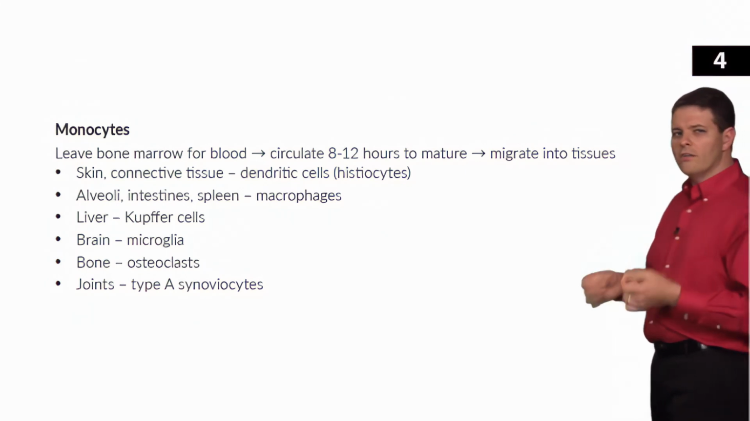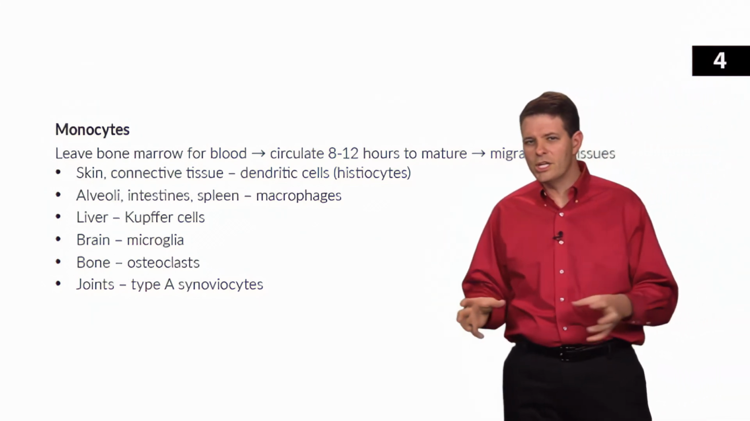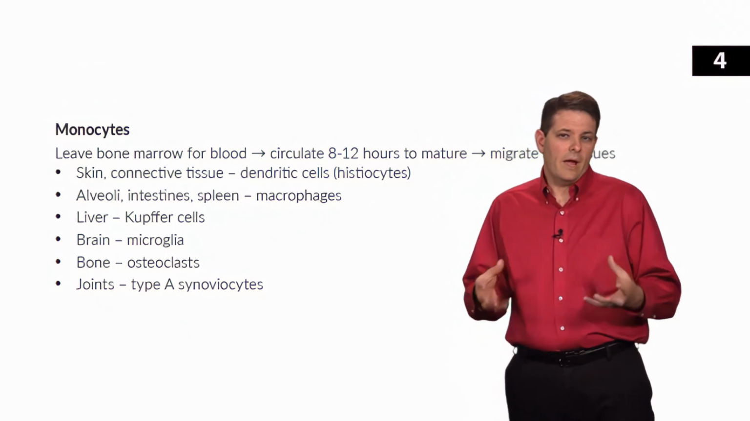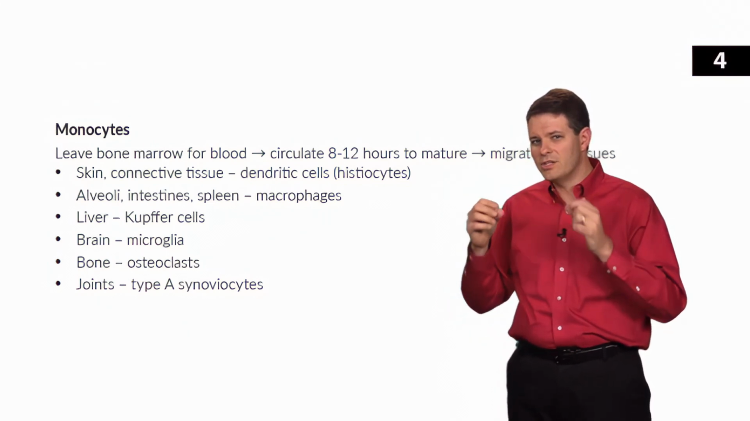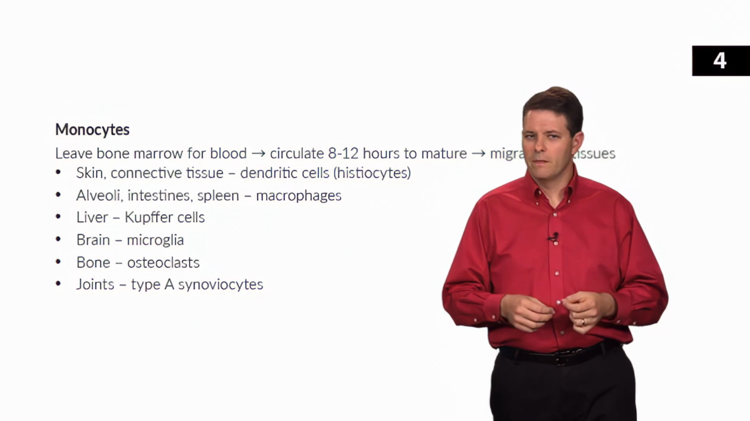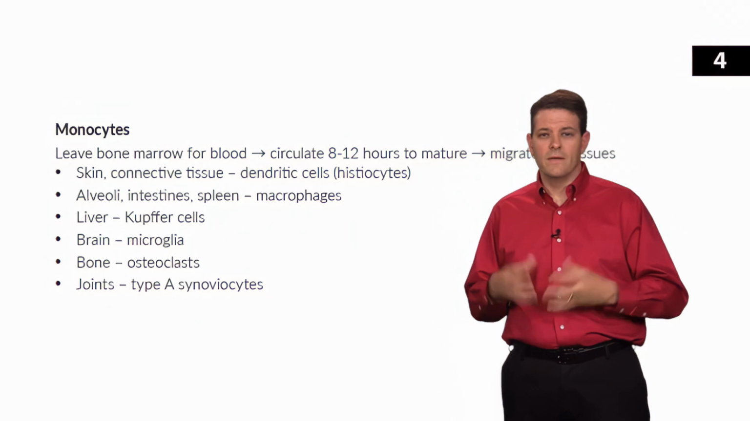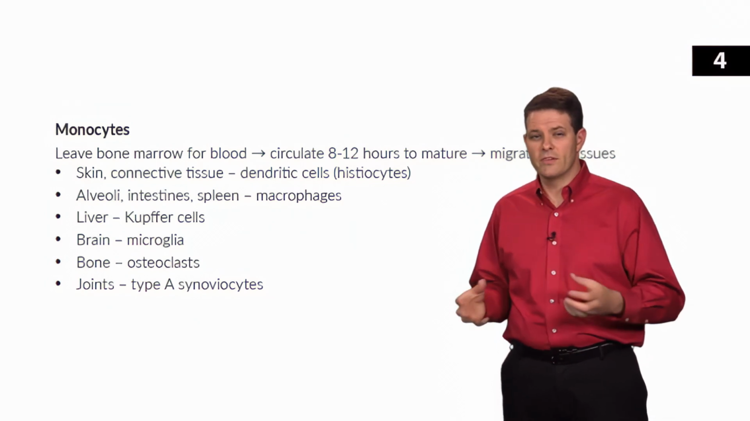Now, macrophages also act as sentinels, kind of patrolling the GI tract and the respiratory tract looking for pathogens and antigens. And macrophages can present antigen, but they don't travel to the lymph nodes to do it. When macrophages encounter pathogens, they stay put and fight. In the liver, the monocytes become Kupffer cells.